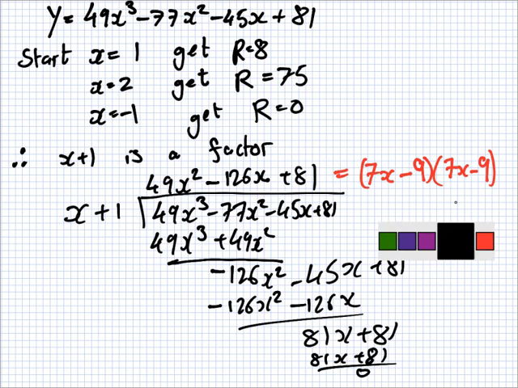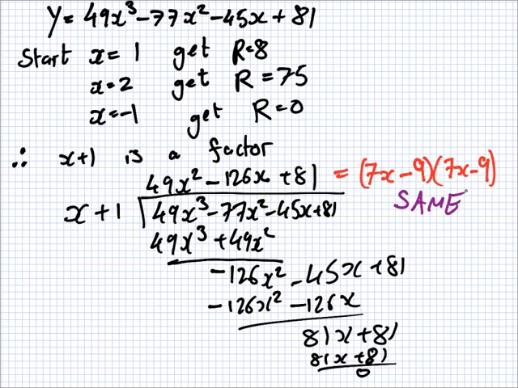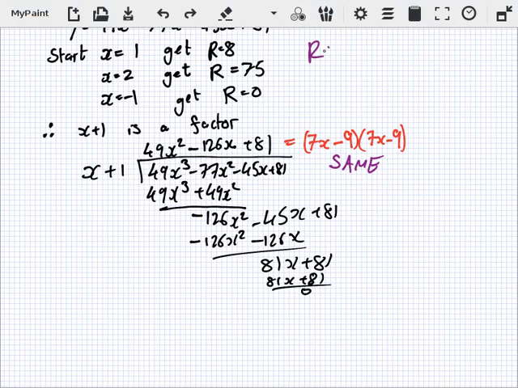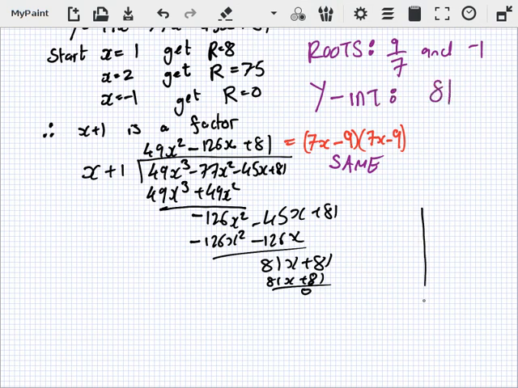Okay, so this one's quite interesting because these factors are the same. So it means the roots, right here, are 9 over 7 and minus 1. And the y-intercept, y-int, is 81, isn't it? So there's one, there's the other one, and there, what do we say, 81, wasn't it?